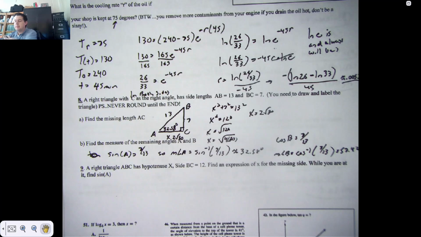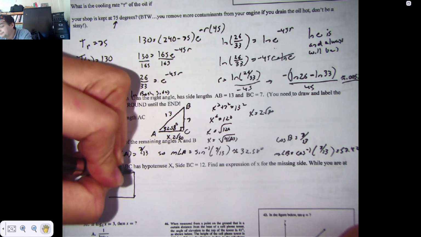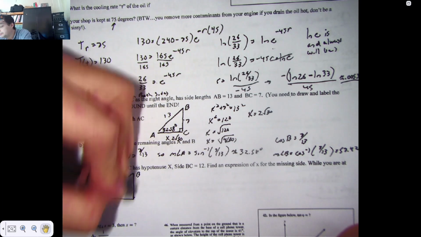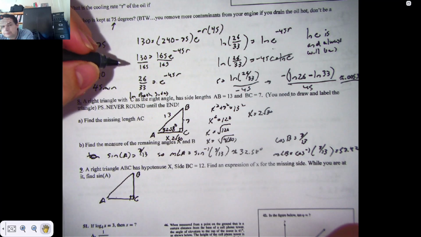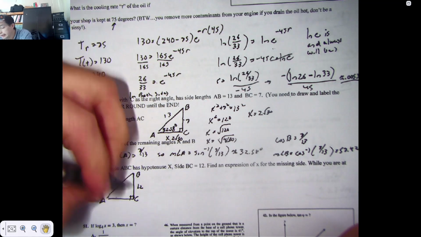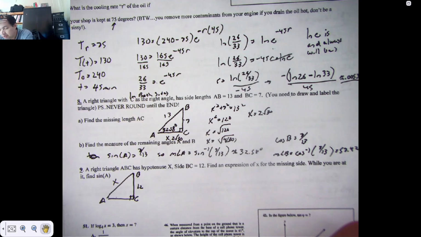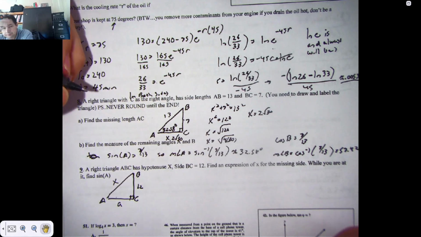Another one of these, number 9. Right triangle ABC has hypotenuse X, side BC. Find an expression of X for the missing side. While you're at it, find the sine of angle A. And again, you need to draw the way I draw, because the way you draw is wrong. BC is 12, hypotenuse would be X, and I don't know this side right here. Normally I'd call it X, but X is already taken care of. So I'm just going to call it little a.